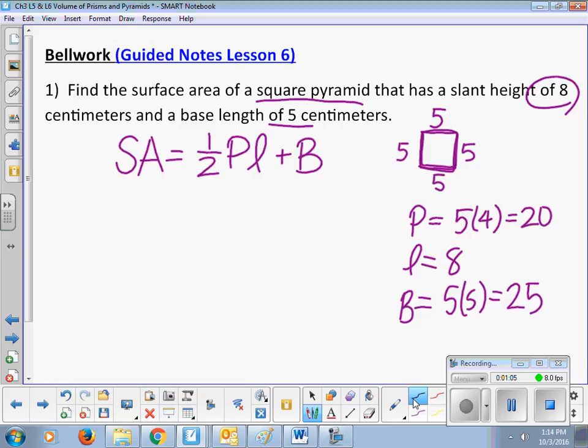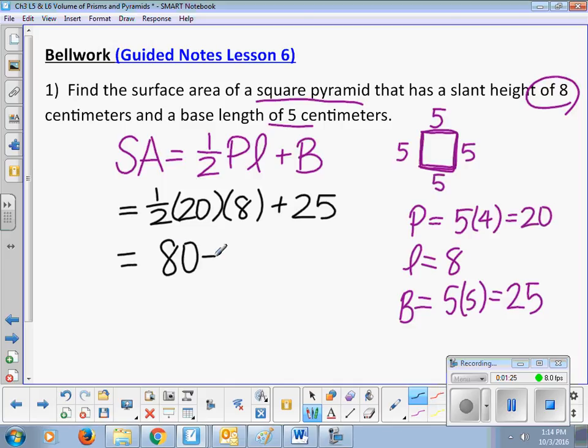You can go ahead and plug those values into your surface area formula. 1/2 times 20 times 8 plus 25. 1/2 of 20 is 10. 10 times 8 gives us 80, and we have to add in 25. 80 plus 25 equals 105. Our units are centimeters, and since we are finding surface area, it's centimeters squared.